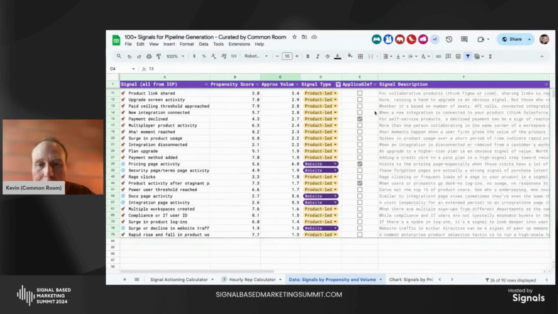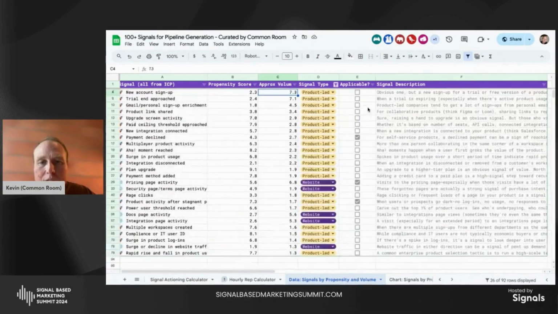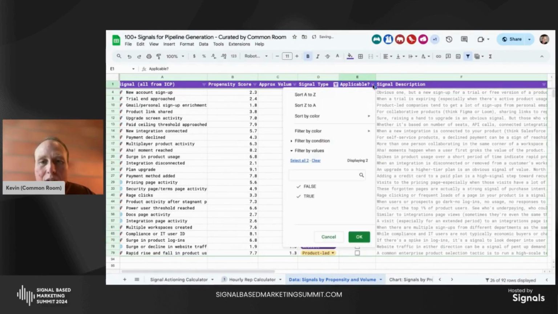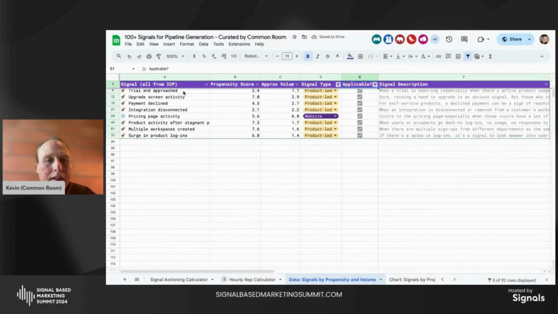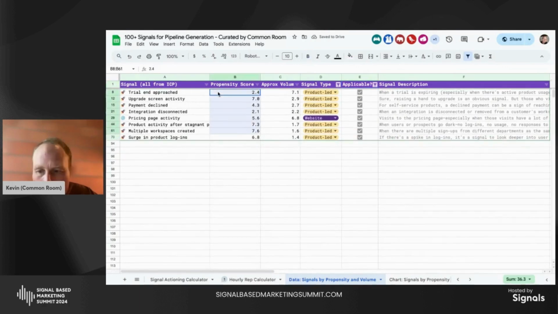Let me just select some random stuff here, and say, if I only want to look at these signals that are applicable, I'm going to say I want to make sure it's true. And so here we have, what is this count? That's not the right thing. 8 signals here that we want to have in consideration.